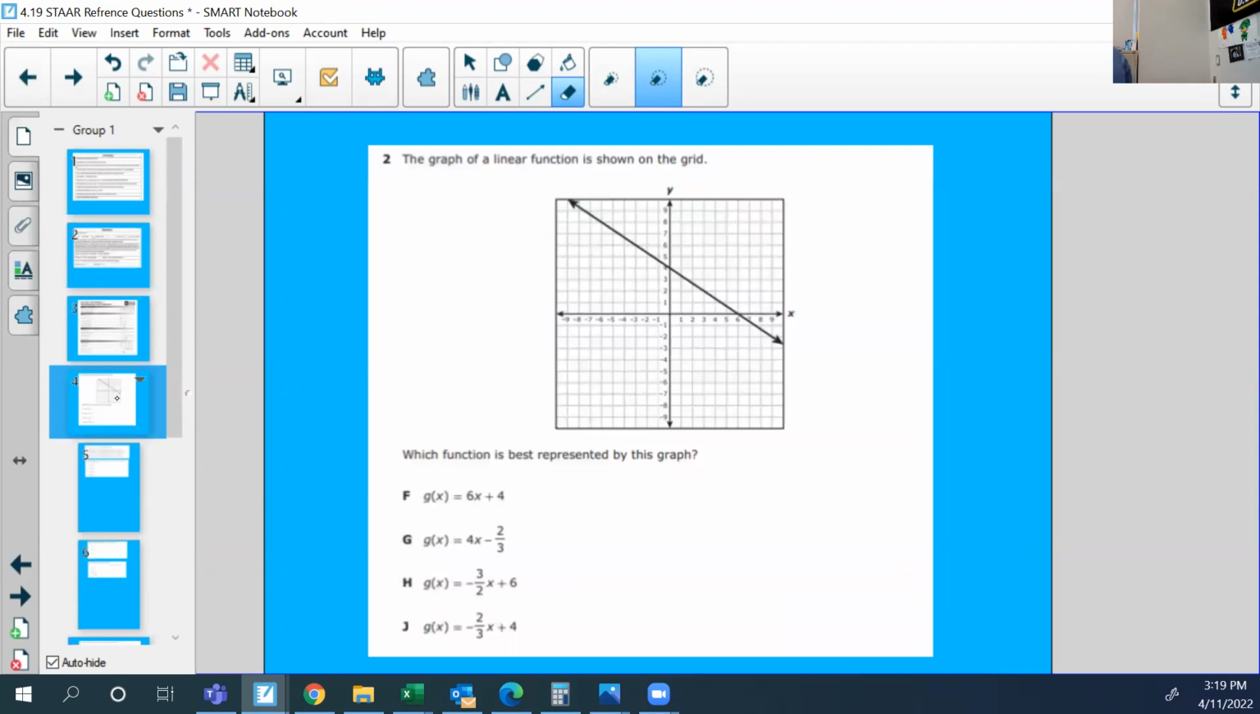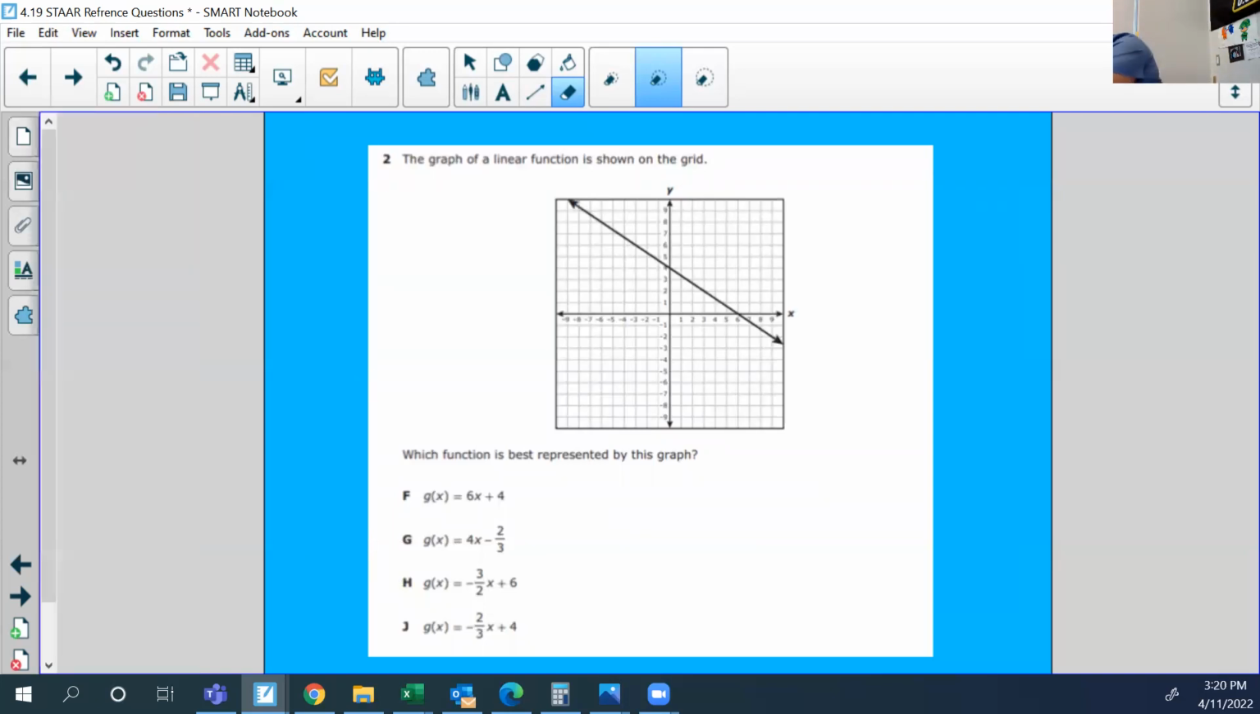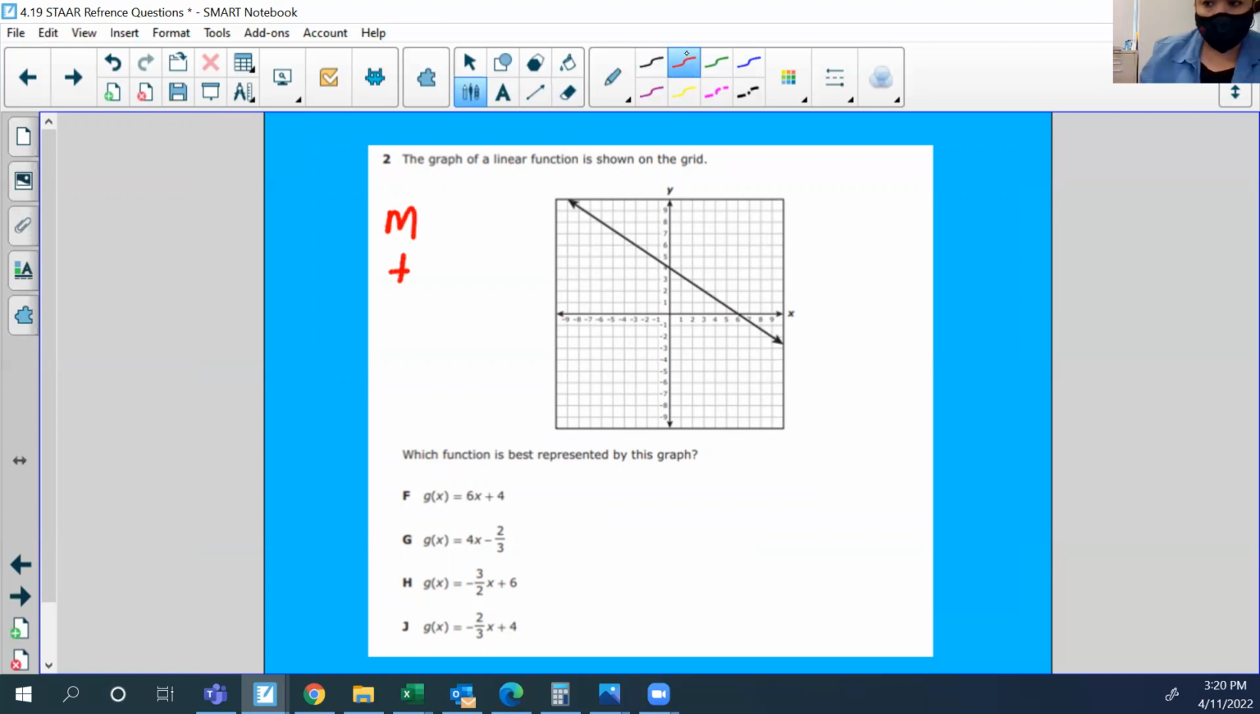All right. The first question here asks which function is best represented by the graph. Now, when you ask that question, there are several ways you can go after this. I want you to get in the mindset that whenever you see a linear graph or linear function, you think of these things: slope, is the slope positive or negative, the x-intercept and the y-intercept. That's the first thing I want you guys to think of.